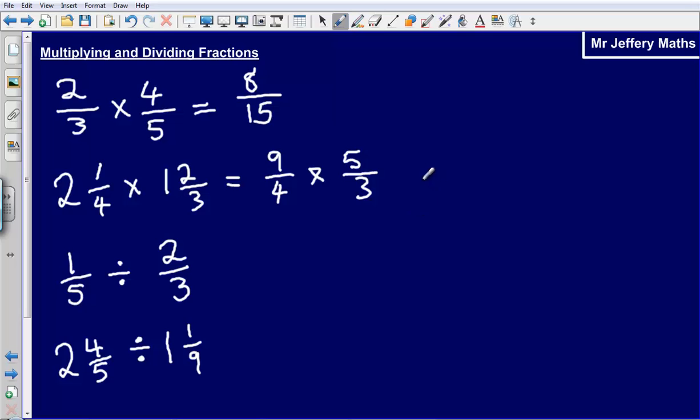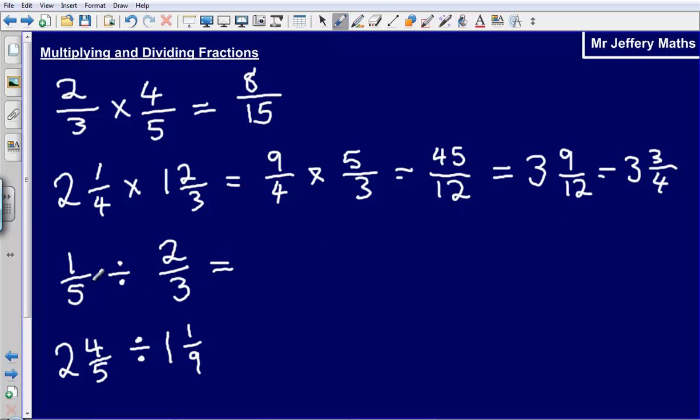So 9/4 multiplied by 5/3, 9 times 5 gives me 45, and then 4 times 3 gives me 12. So this gives me an answer of, if I want to rewrite it as a mixed number, 3 9/12. All that I've done there is ask myself how many 12s fit into 45. So that's 3 with a remainder of 9/12, and then I can turn that into 3 3/4, just simplifying the 9/12.